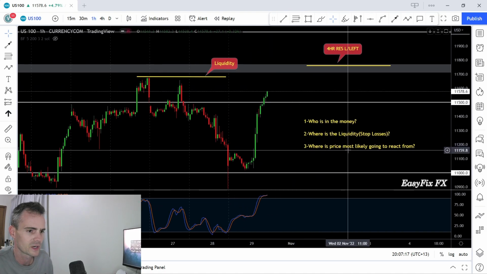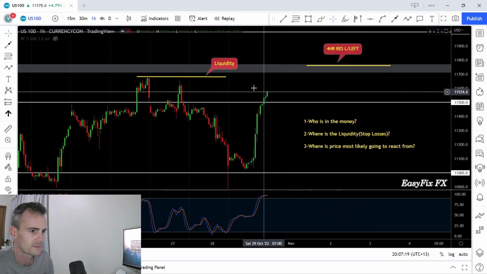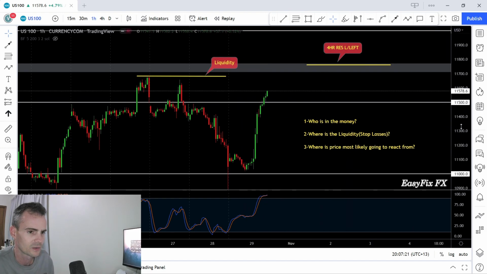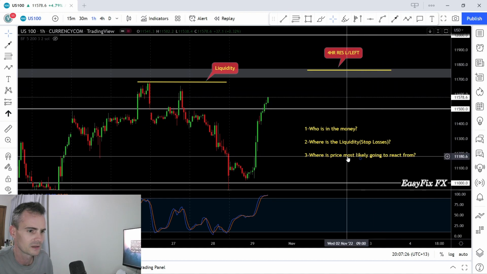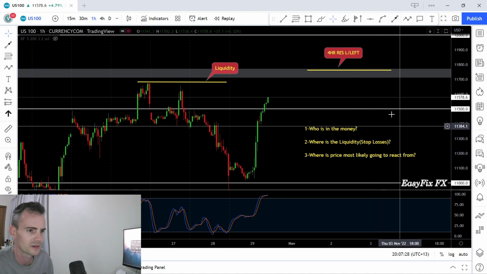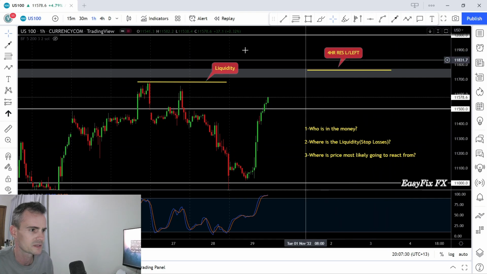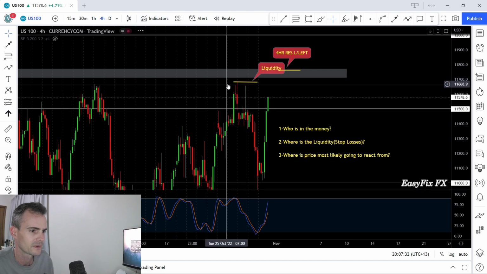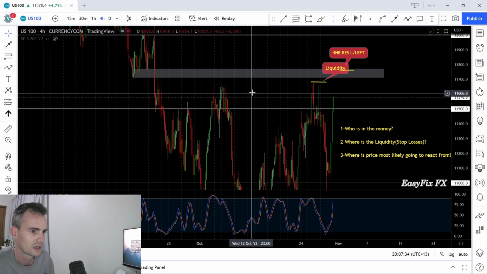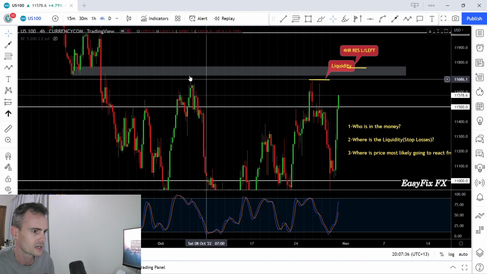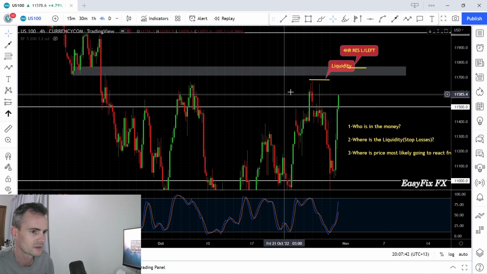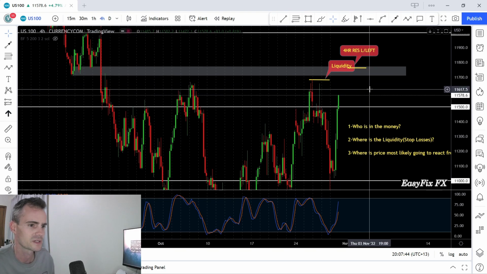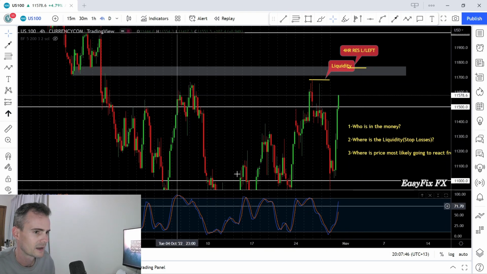The third thing is, where's price most likely to react from? So once the liquidity and all that gets taken out, where's the price most likely going to react from? So I've got this 4-hour resistance marked up. If you see here, we can see that price hasn't reacted yet from this order block. This was an old support, which most likely will turn into resistance temporarily.